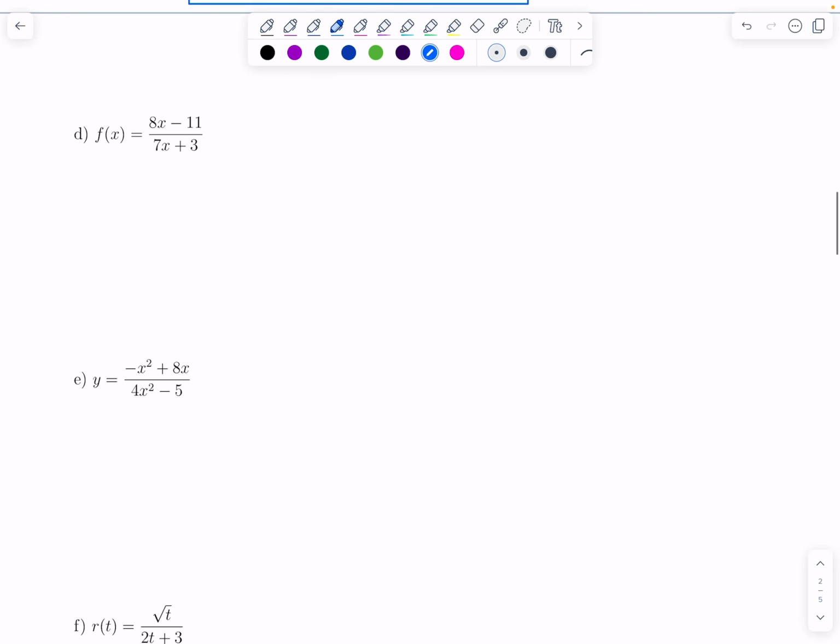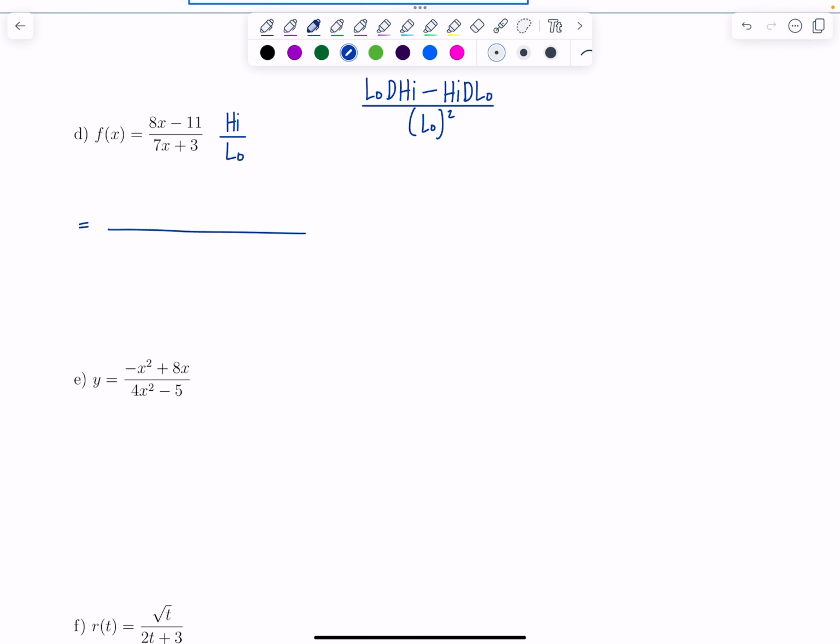Okay, we need to practice the quotient rule. Are you ready? I love the quotient rule. High over low. So remember, it's low D high minus high D low. Square the bottom. Away you go. All right. Enough of that.